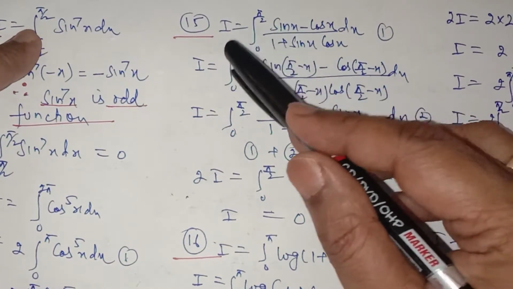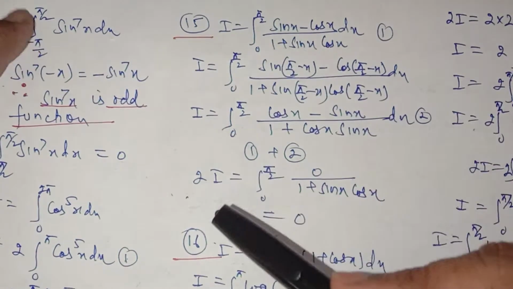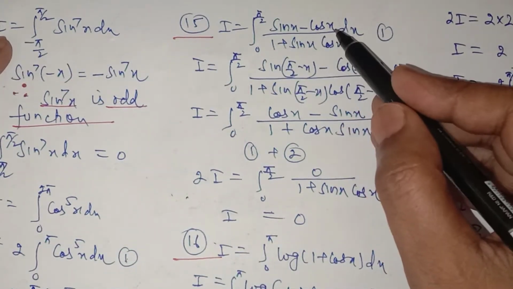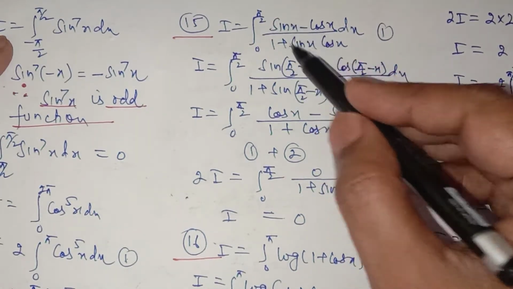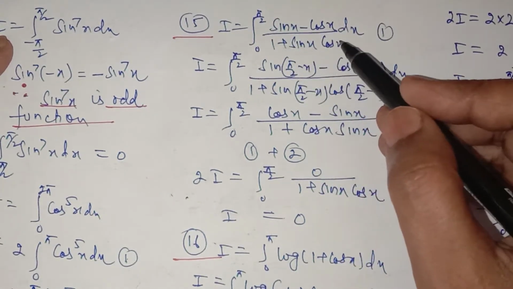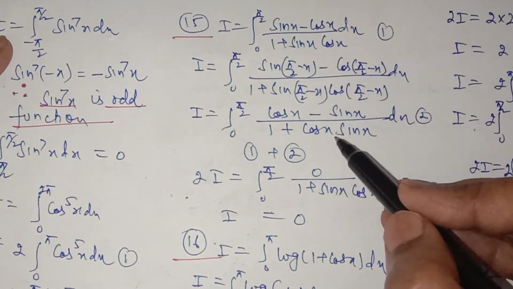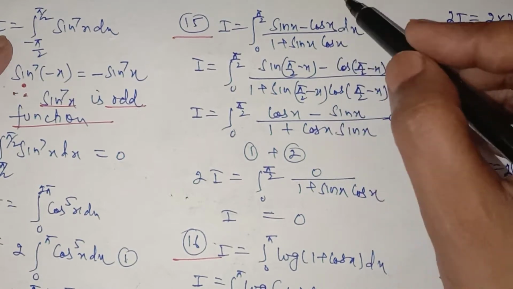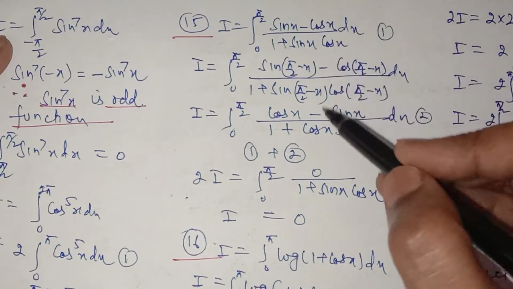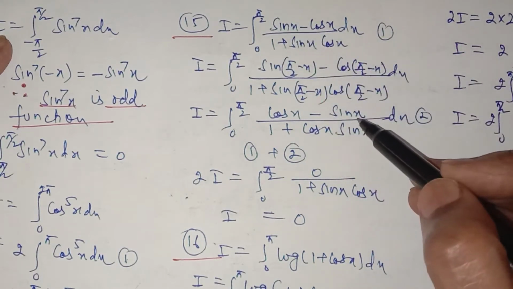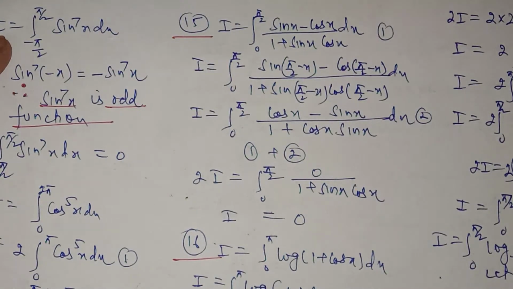So again the same property, I is equal to 0 to pi by 2. In place of x you can write pi by 2 minus x: sine 90 minus x, cos 90 minus x. So sine will become cos, and cos will become sine. But the denominator will remain the same, since sine into cos x or cos into sine x means the same. Now if we add step number 1 and 2, see it very carefully. The denominator is the same, so when we add the numerators, sine minus sine x, cos minus cos x, it will be 0. So the integral of this is 0.